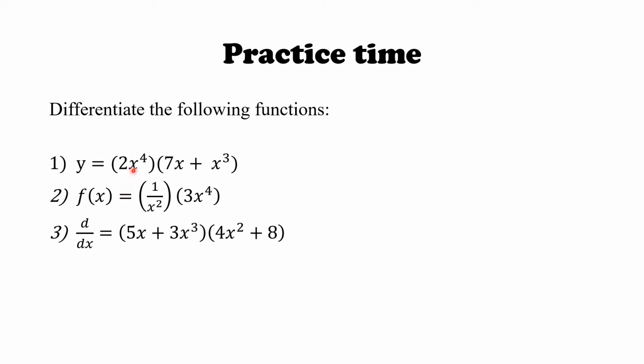But what you really have to pay attention to is the fact that a function is being multiplied by another function. And that is how we know that the product rule is applicable. So here we have 2x to the 4th being multiplied by 7x plus x cubed. And we know that these two are functions. So 2x to the 4th is a function and 7x plus x to the 3rd is a function.